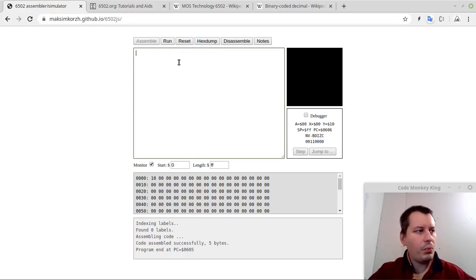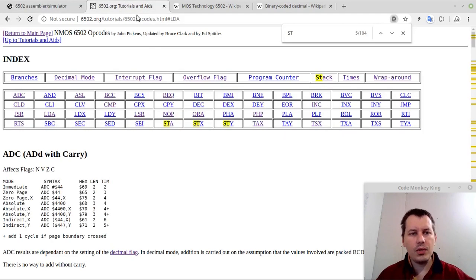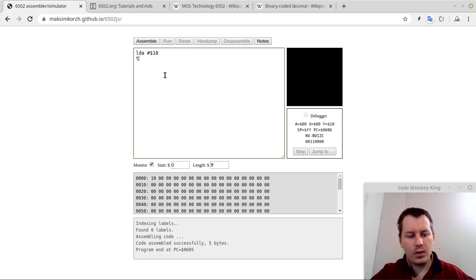But we also have useful instructions to transfer values between registers. Let's say I want to load the value of 10 to register A, and now I can actually transfer this value to either register X or register Y. So we have TAX, transfer A to X, and TAY, transfer A to Y, right? TAX is a 1-byte instruction.